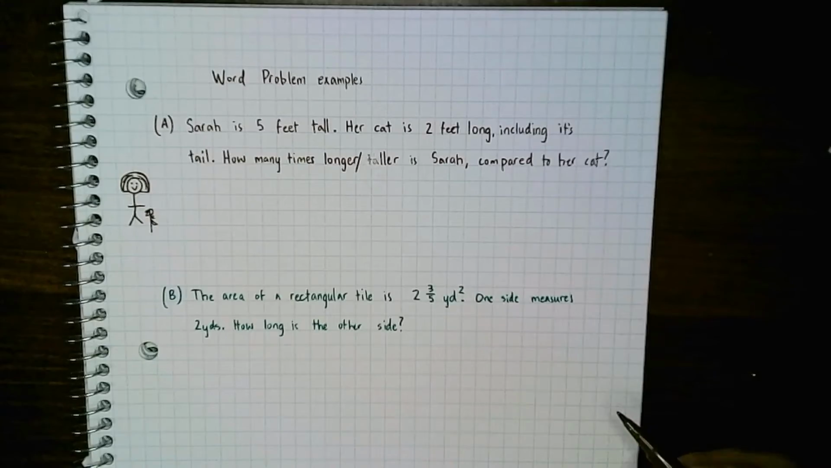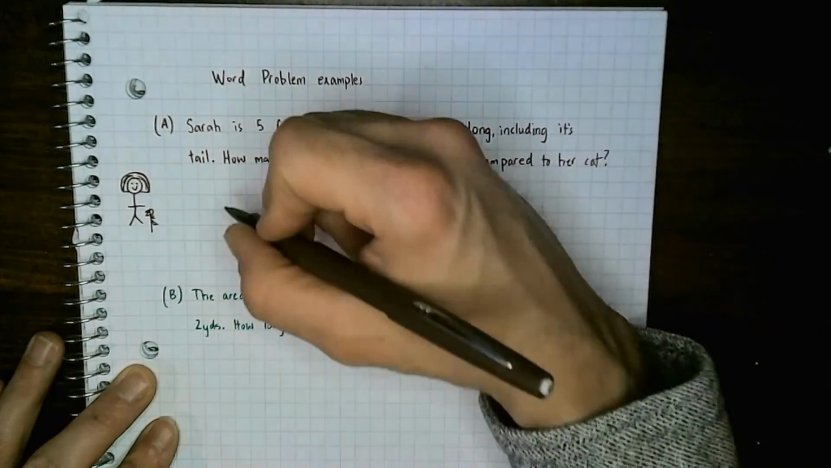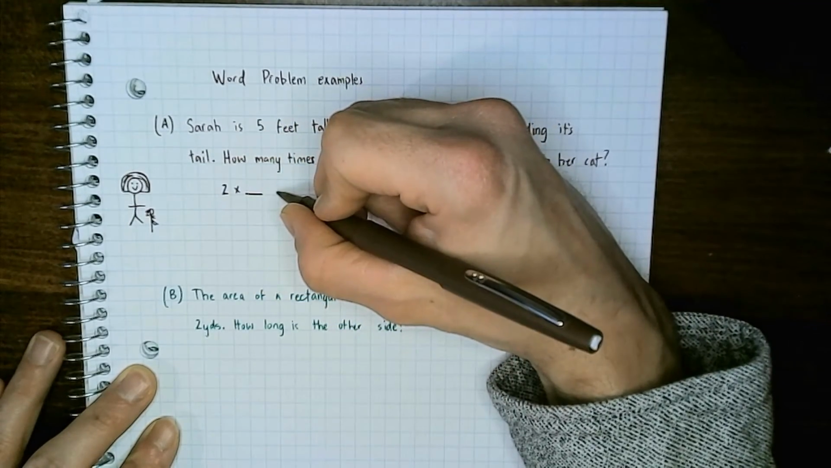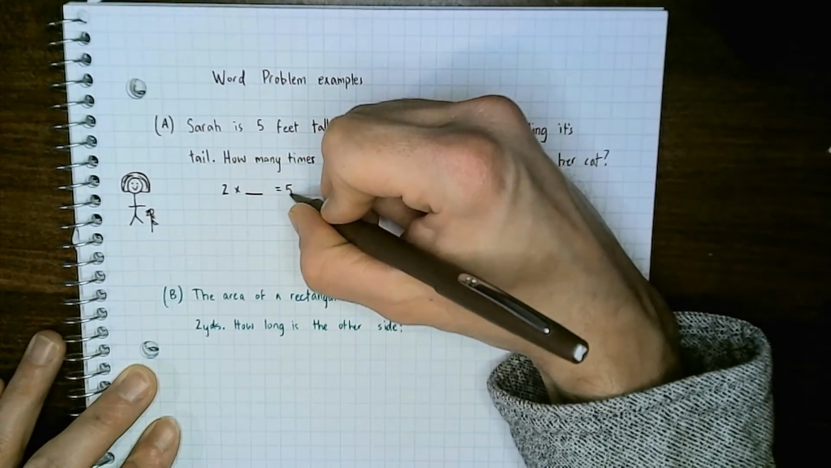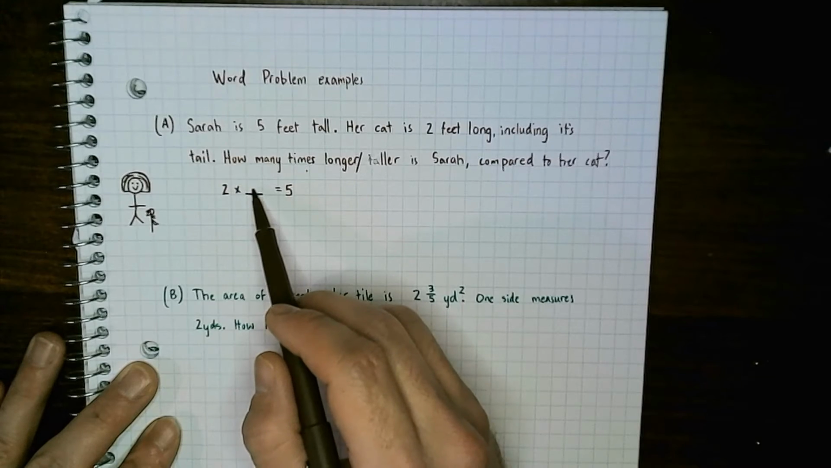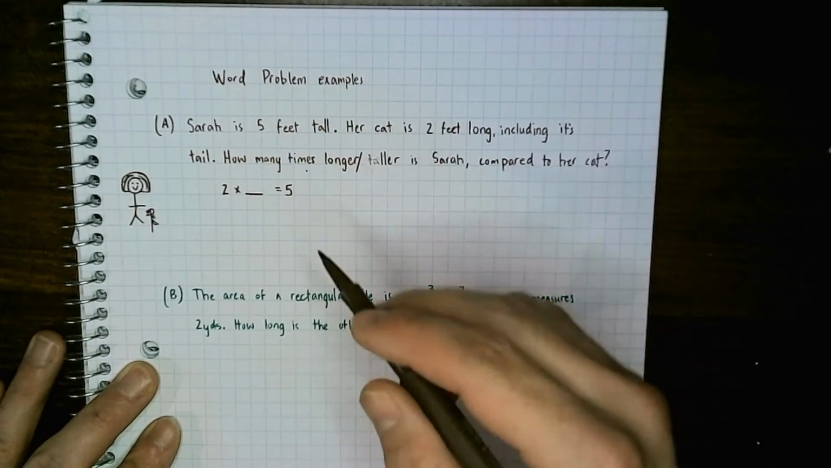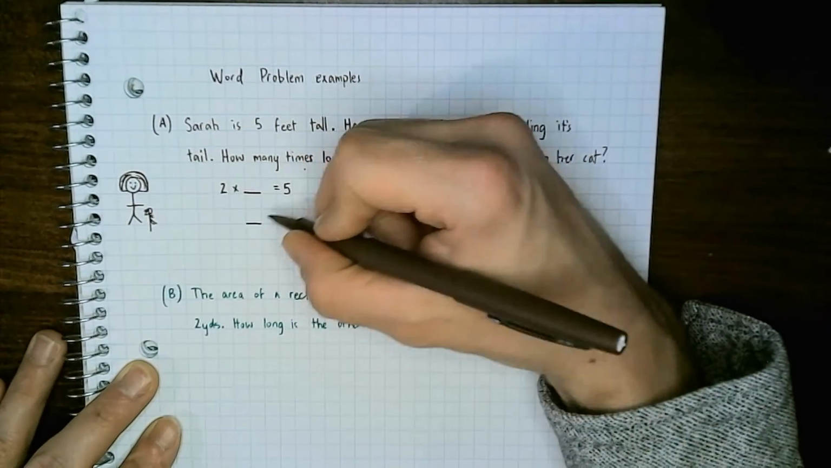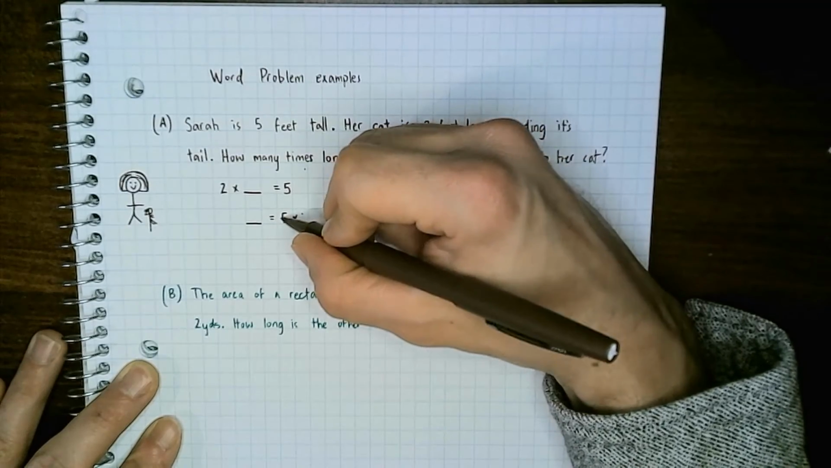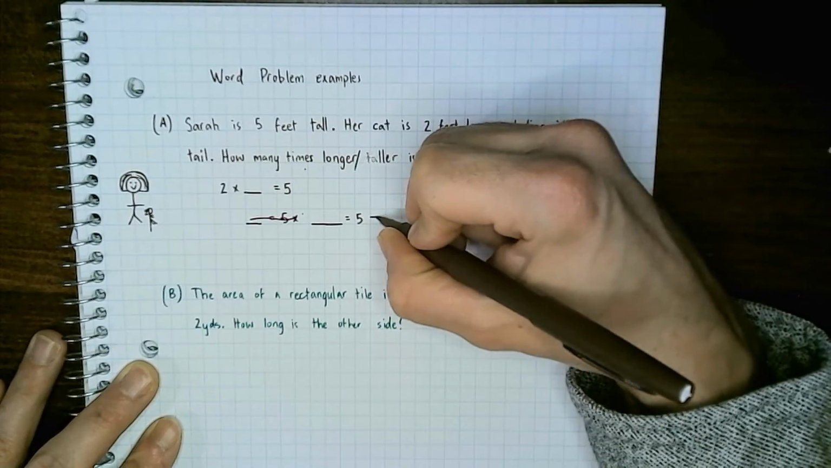Well, pretty simple. We're trying to figure out how many times longer Sarah is compared to her cat. So in other words, in my brain, what I'm visualizing is 2 times blank equals 5. The 2 times whatever I find is going to give me the answer to my question. But how do I actually answer this? Well, the blank equals 5 divided by 2.